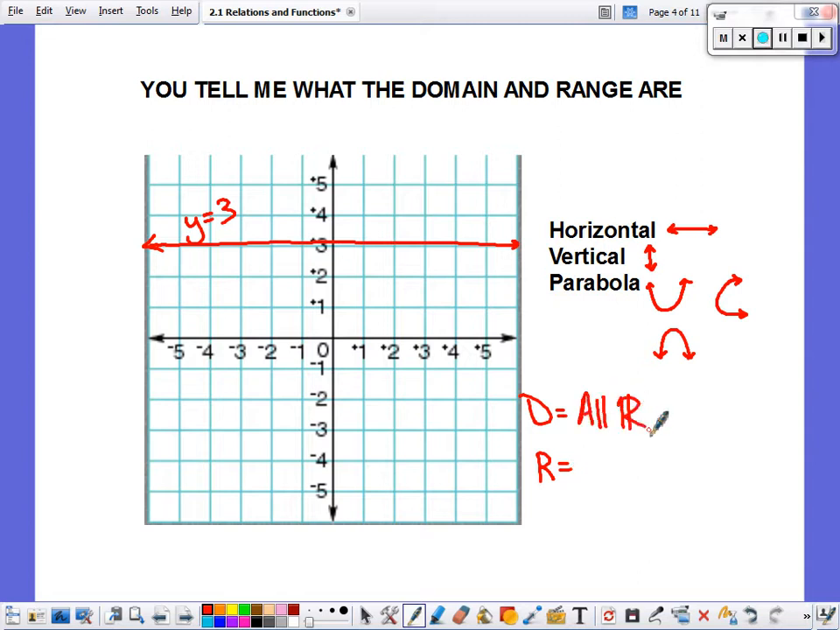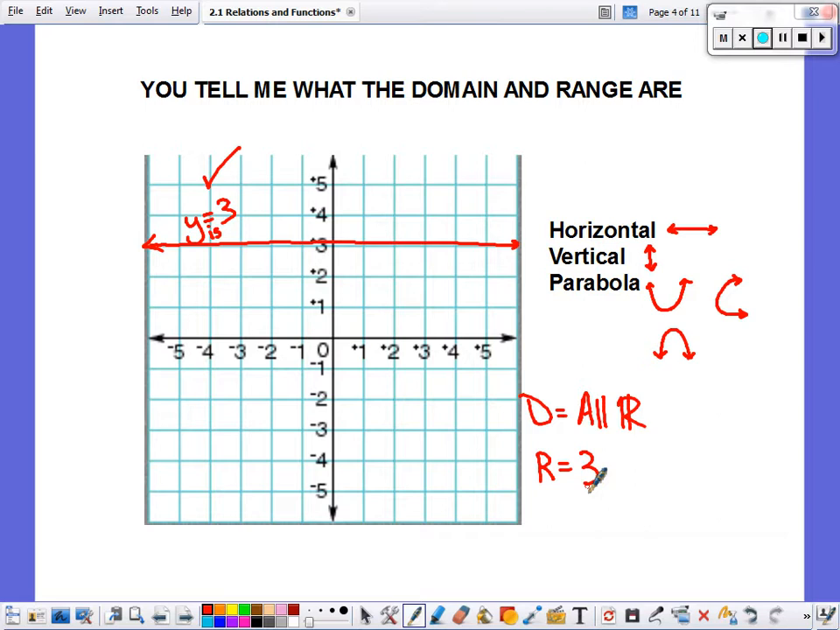The range is how far up and down. Here's the tricky part. The range tells me my y values. Look what it says right here. Y, and let's put an English word here, is 3. So if y is 3, can it be anything else? Well, of course not. Y is 3. So the range, which are your y values, it has to be just 3. How far up and down does it go? It doesn't go anywhere. It stays at 3. 3 is your y.